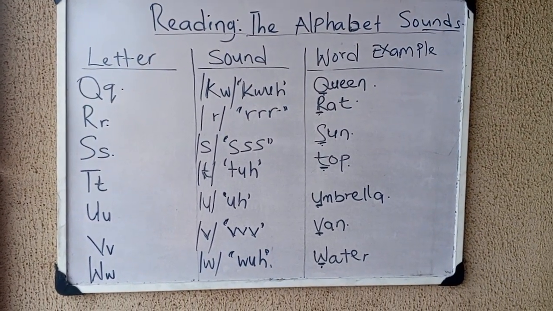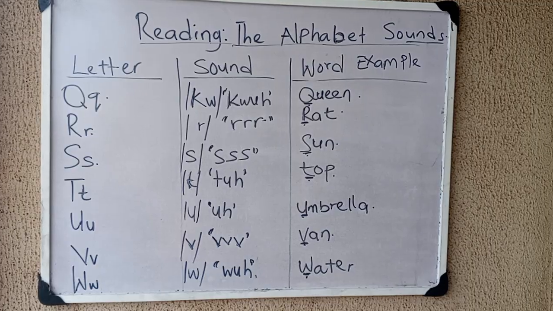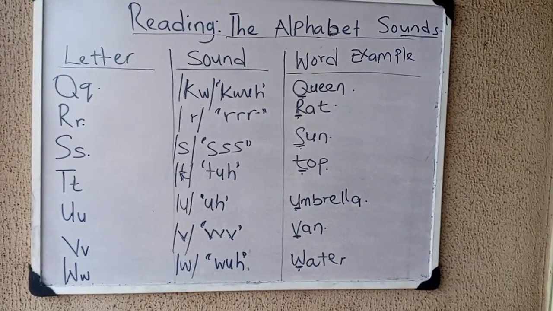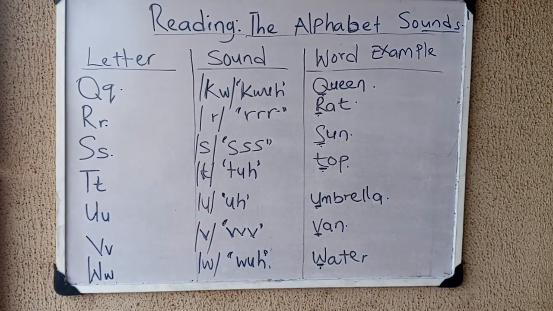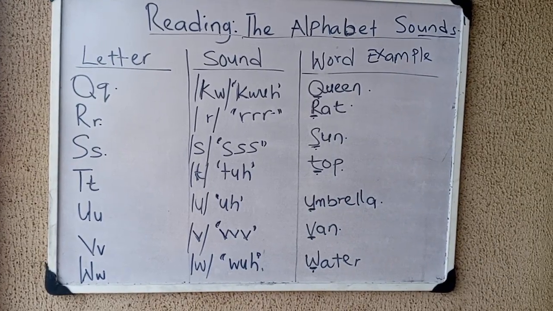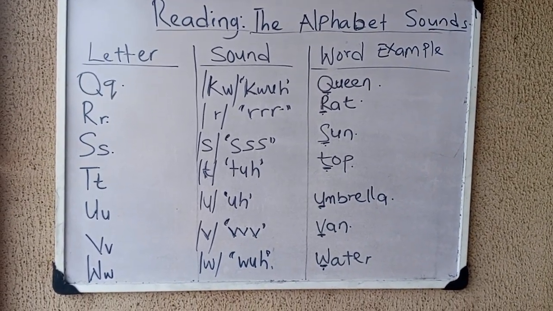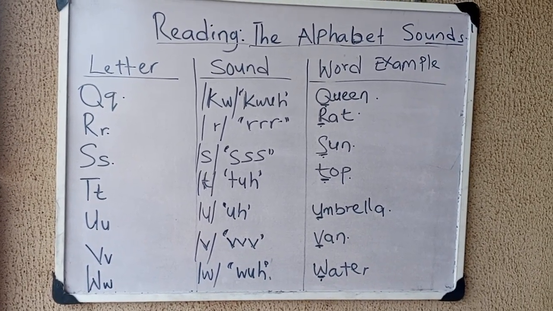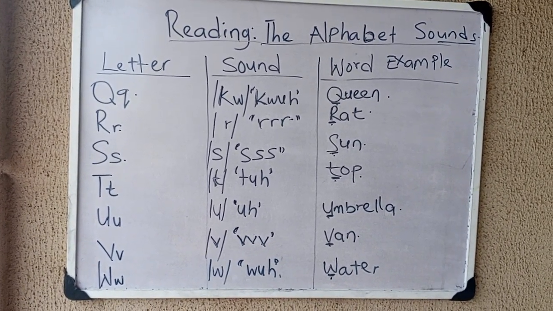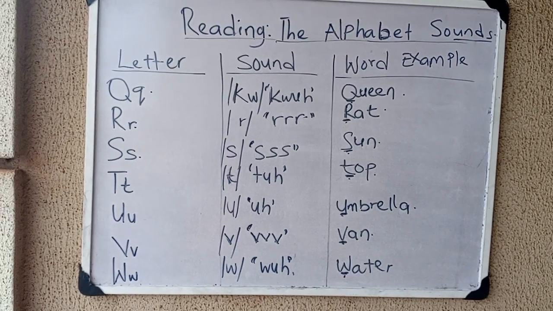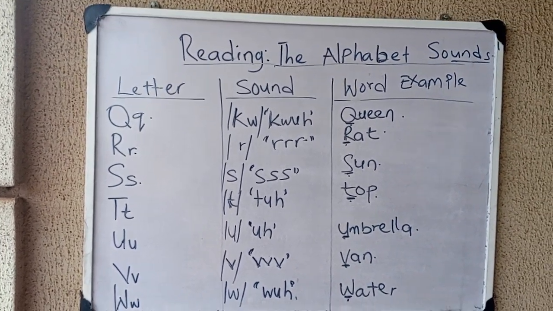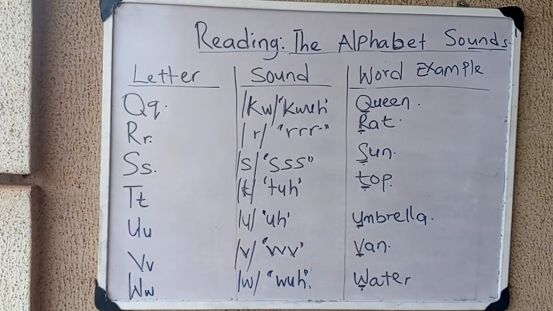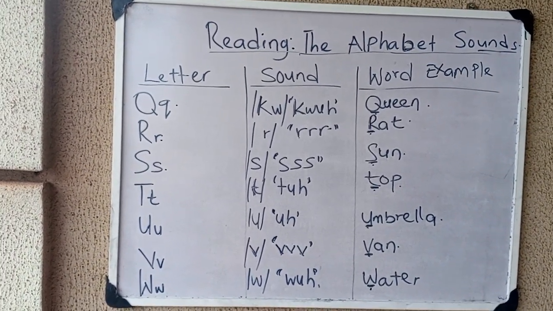The word example there is queen. You can see I underlined the sound there in the word example queen. All right, this is very simple for you. You can do it. We'll move on to the next letter.